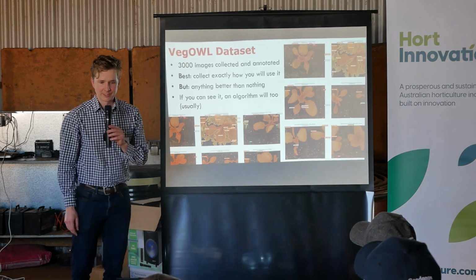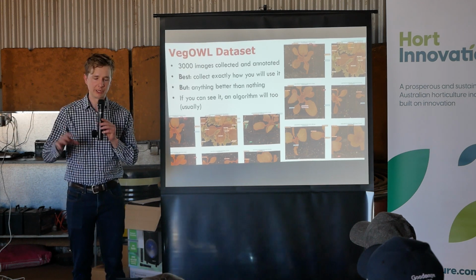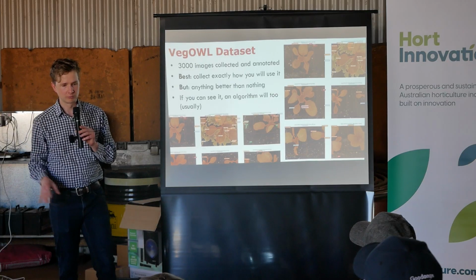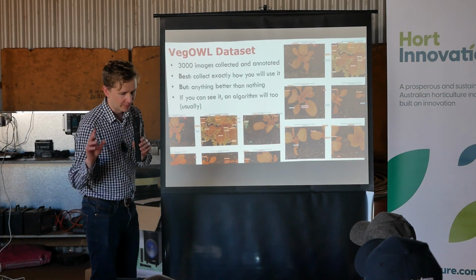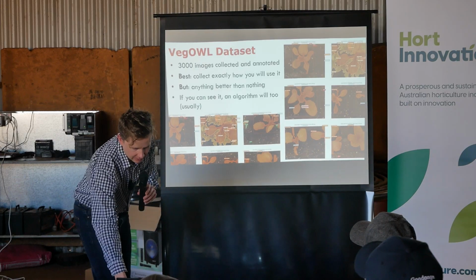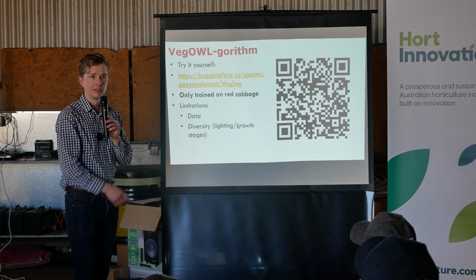So for the vegetable data set, Jake collected about 3,000 images and sent them to me, and we got them annotated. There are about 15,000 weeds and crop plants in there. The best is to collect exactly how you use it, but anything is better than nothing. And so this is the algorithm we built. You can go to that website and try it on your own data if you want to.